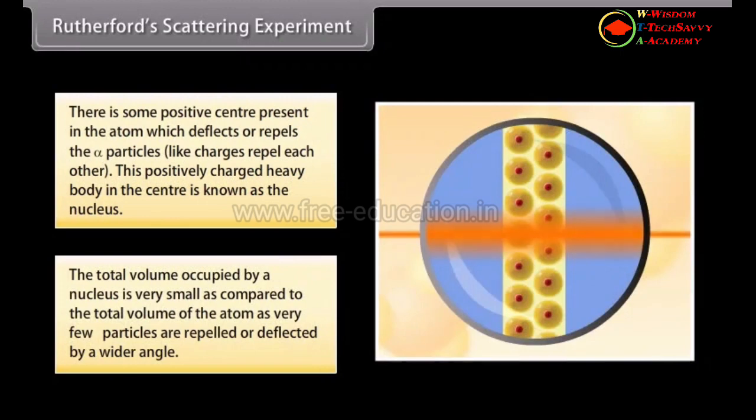3. The total volume occupied by a nucleus is very small as compared to the total volume of the atom, as very few particles are repelled or deflected by a wider angle.